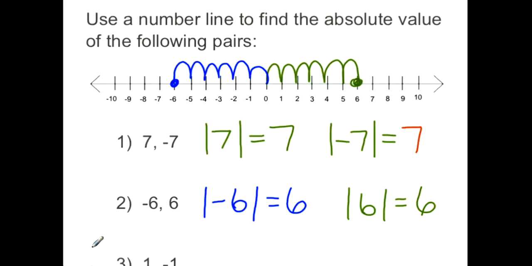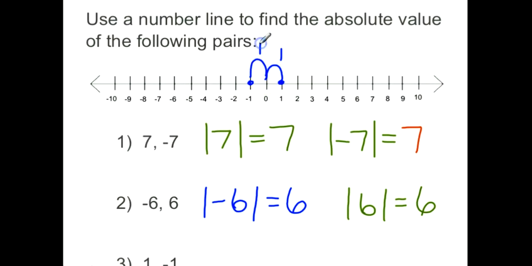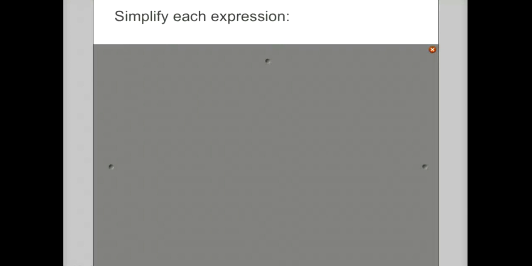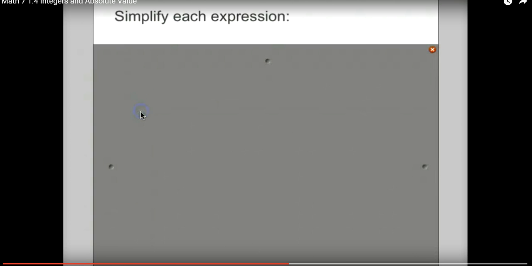Last one, we have 1 and -1. If I plot my point at 1 and -1, in either direction I go 1 spot. So the absolute value of 1 is 1, and the absolute value of -1 is also 1. We're going to now simplify each expression. So number 1.